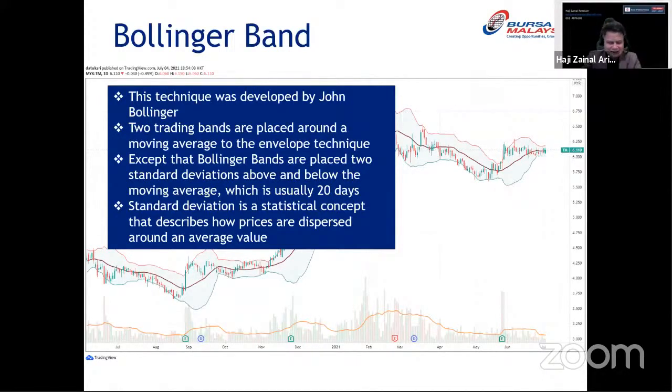Okay, 2 trading bands are placed around a moving average, very similar to the envelope technique. The only difference is that instead of using a percentage, they use 2 standard deviations above and below the 20-day moving average.